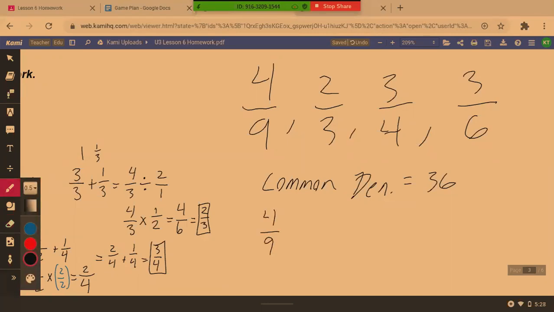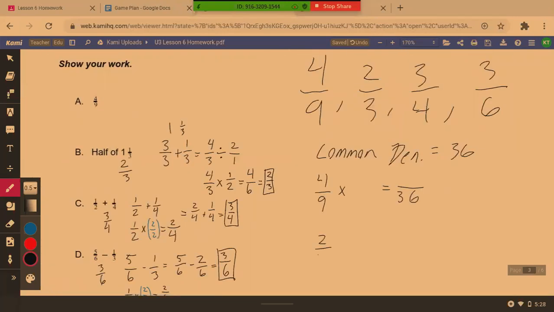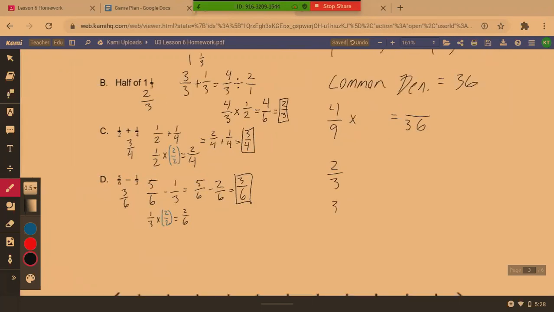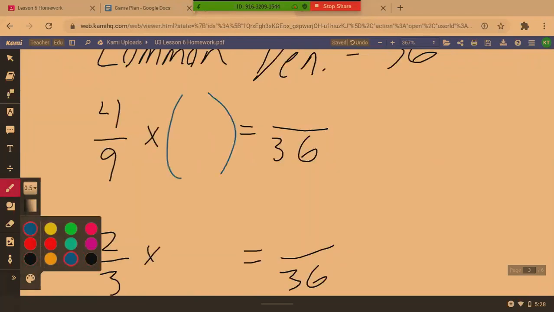So 4 over 9 times what to get it to 36? I'm just going to lay out, what was that, 2/3? Then we got 3/4, and then we got 3/6. Okay, so let's do this one by one. 9 times what equals 36? 4. And whatever I do to the bottom, I gotta do to the top. So 4 times 4 equals 16.